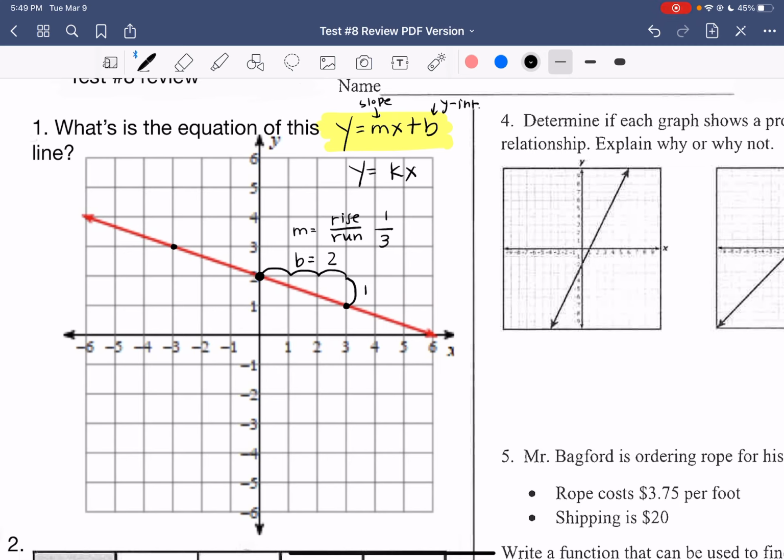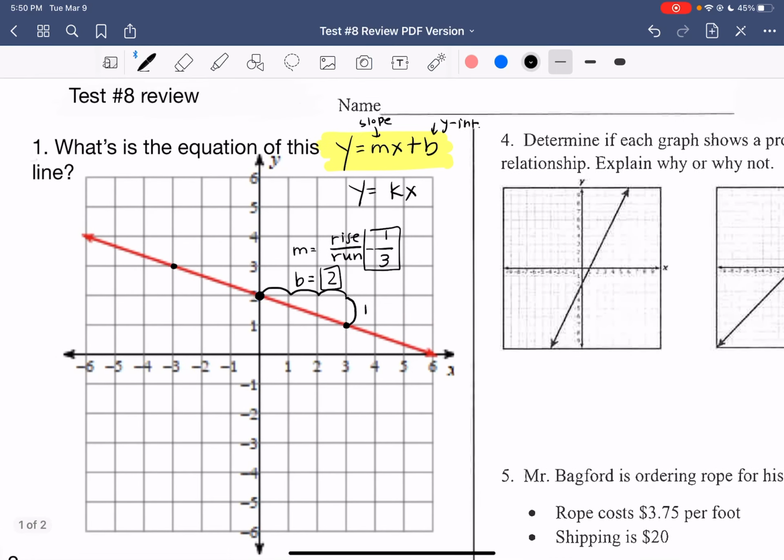Overall, this slope is negative, so we need to make sure that slope is negative. Overall, we're going to put those two together, and we have an answer of y equals negative 1/3 x plus 2. And that is the equation for this line.